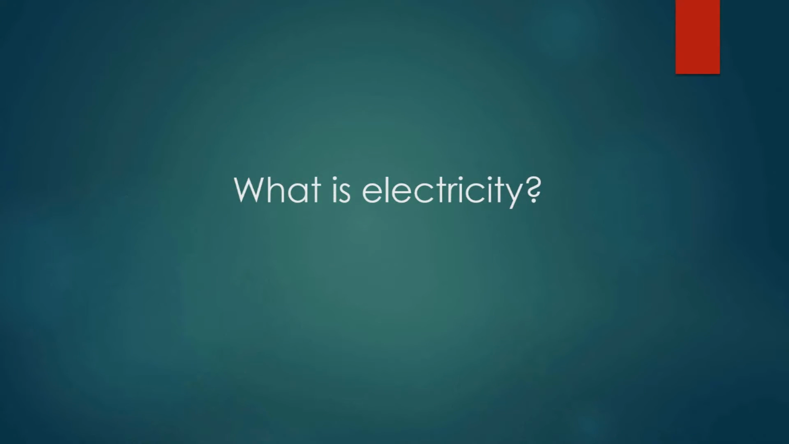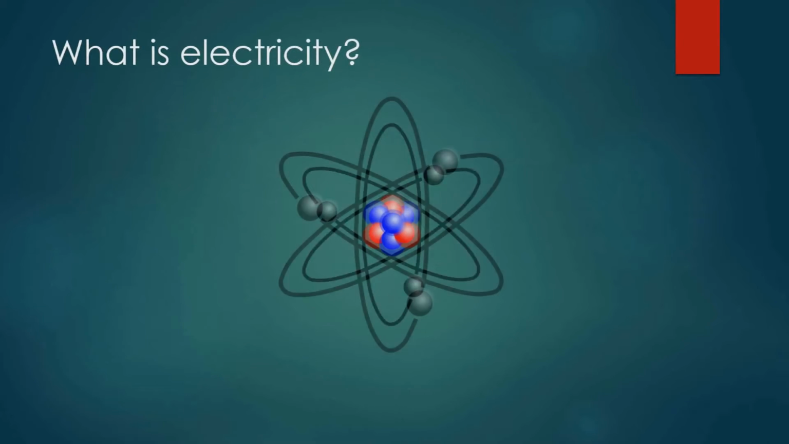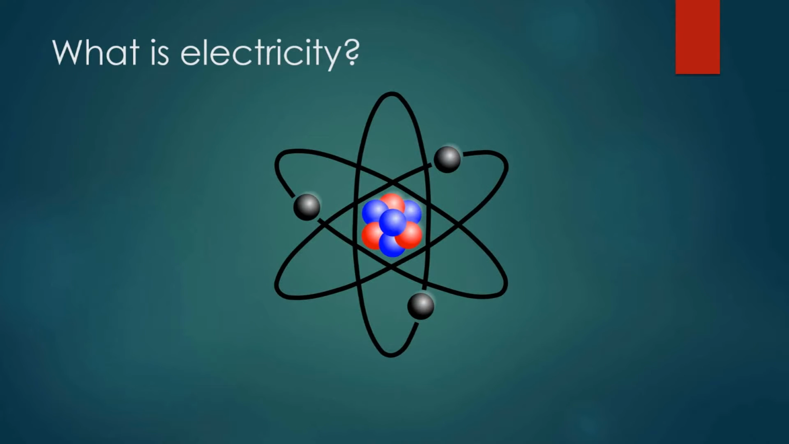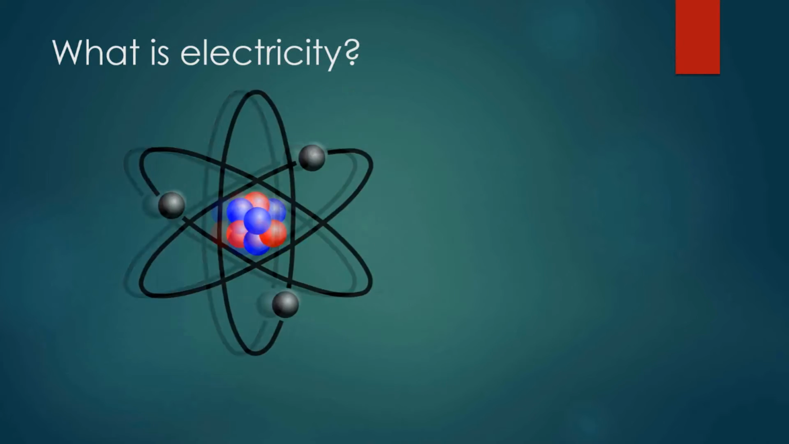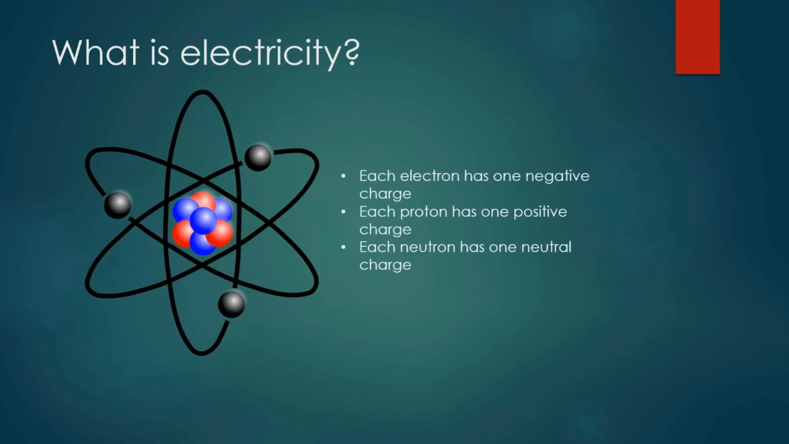Before we begin developing any amazing electronics, we first have to ask ourselves, what is electricity? To find the answer to this, we have to look at the atomic level. Many of you will know that this is a diagram of an atom. It's made up of three elementary particles: the nucleus in the center, which is made up of protons and neutrons, and then their orbiting electrons. Each electron has one negative charge, each proton has one positive charge, and each neutron has one neutral charge.